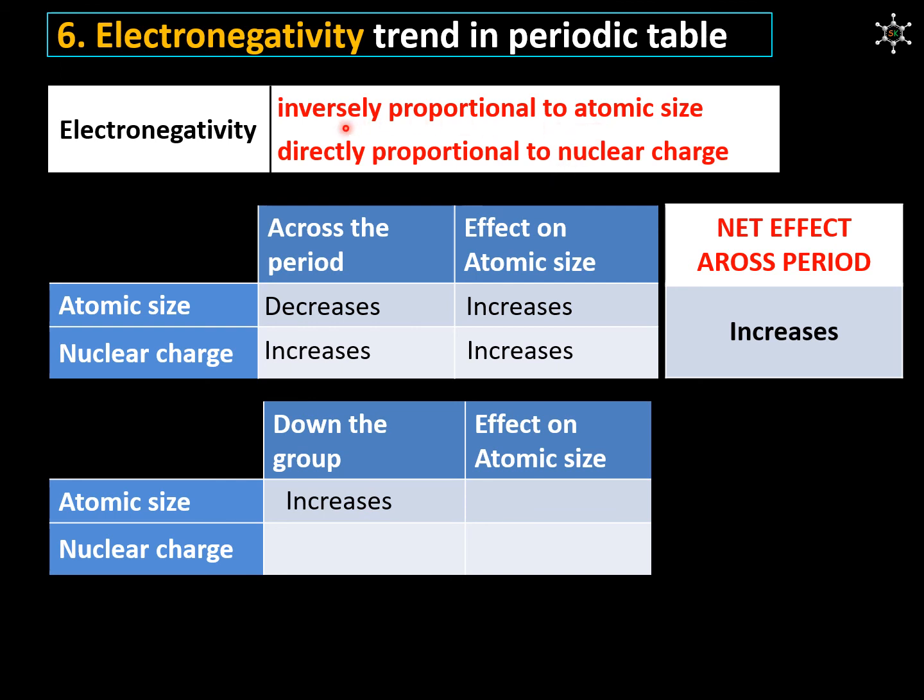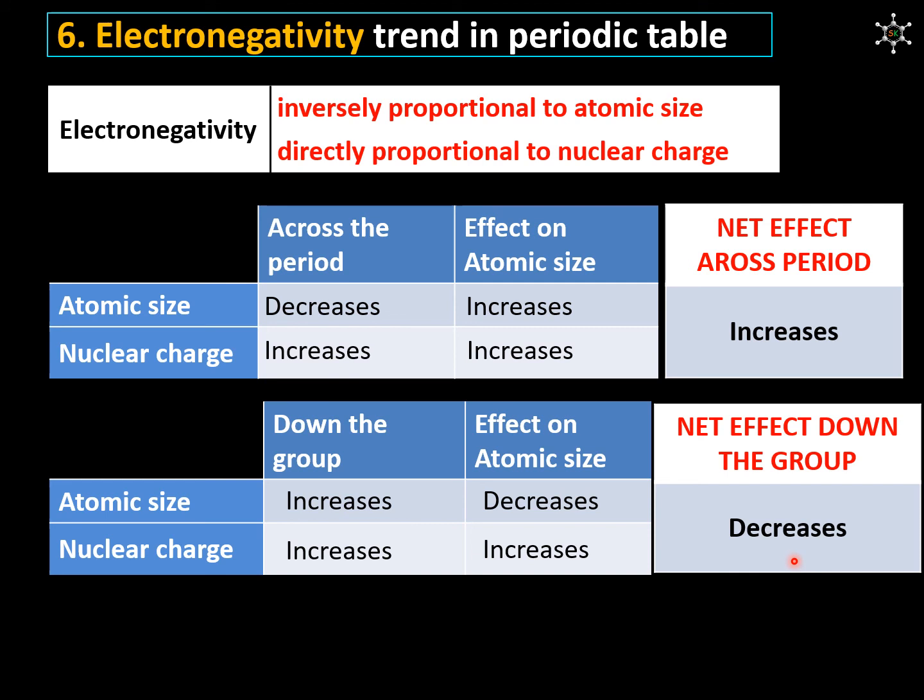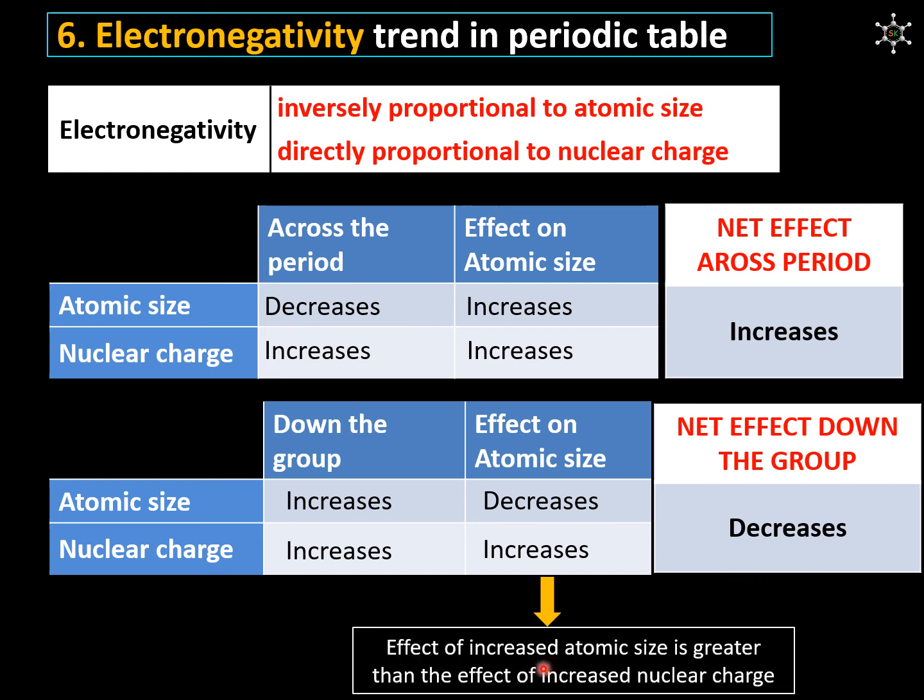Atomic size down the group increases. Since atomic size is inversely proportional to electronegativity, electronegativity decreases down the group because of atomic size. Nuclear charge down the group increases. Since nuclear charge is directly proportional to electronegativity, we expect the electronegativity also to increase down the group because of nuclear charge. What happens to the electronegativity down the group is the net result of these two, and that is electronegativity down the group decreases because down the group the effect of increased atomic size is greater than the effect of increased nuclear charge.